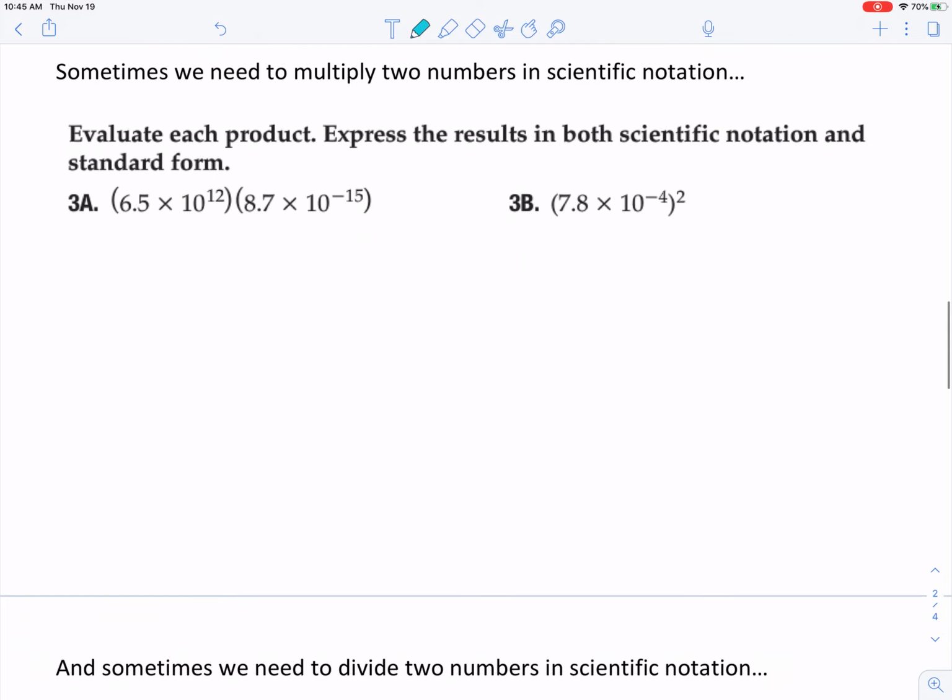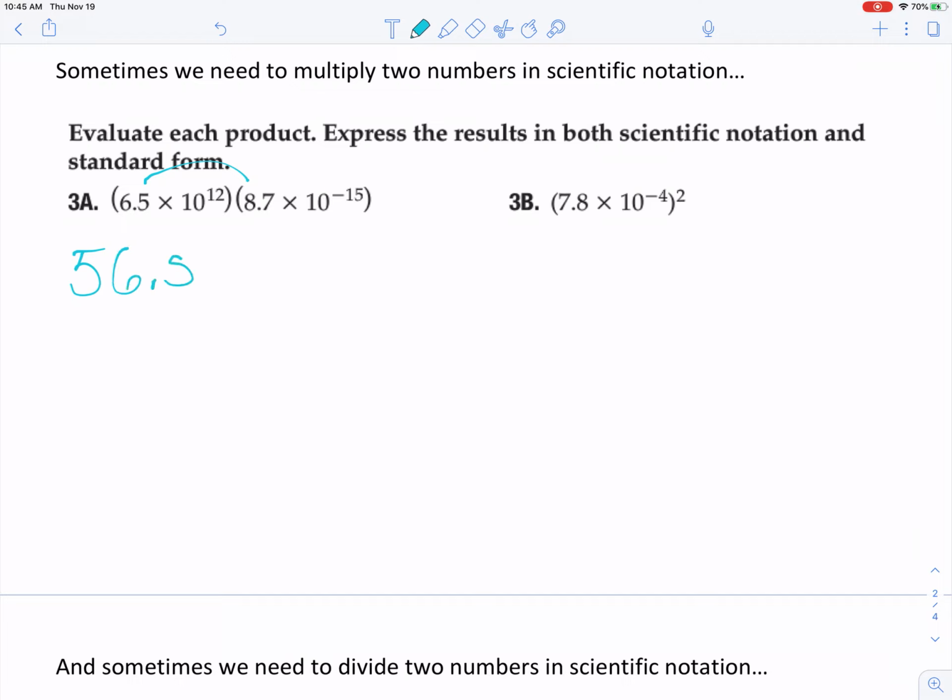So let's actually try adding and or subtracting these together. I'm going to pretend that these 10s are actually like little x's. And that's going to allow me to do normal numbers doing normal number things and adding exponents. So like 6.5 times 8.7. I'm going to have to grab my calculator real quick. 6.5 times 8.7 gives me 56.55.